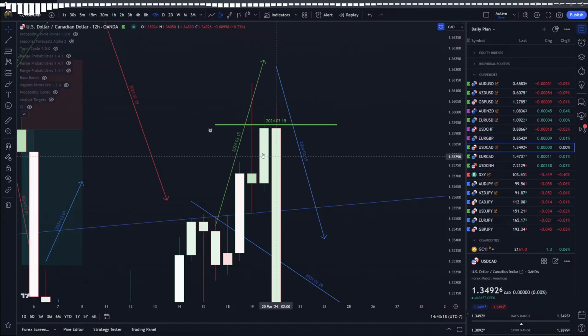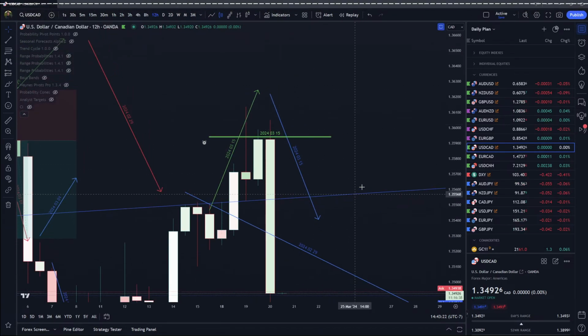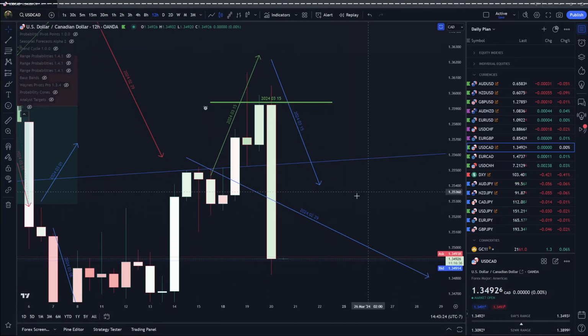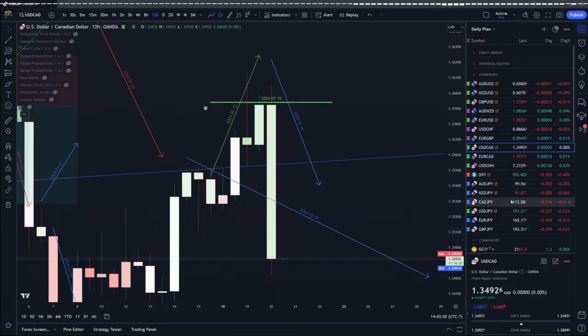Hey, if we start trading above this thing, there's risks of going a lot higher. And we didn't end up doing that, and FOMC came out dovish. Interesting.